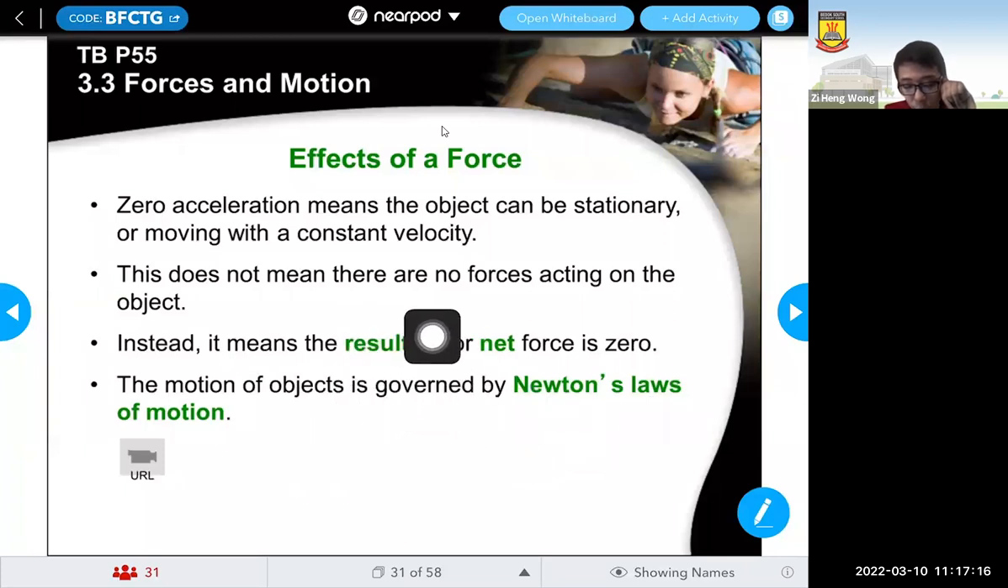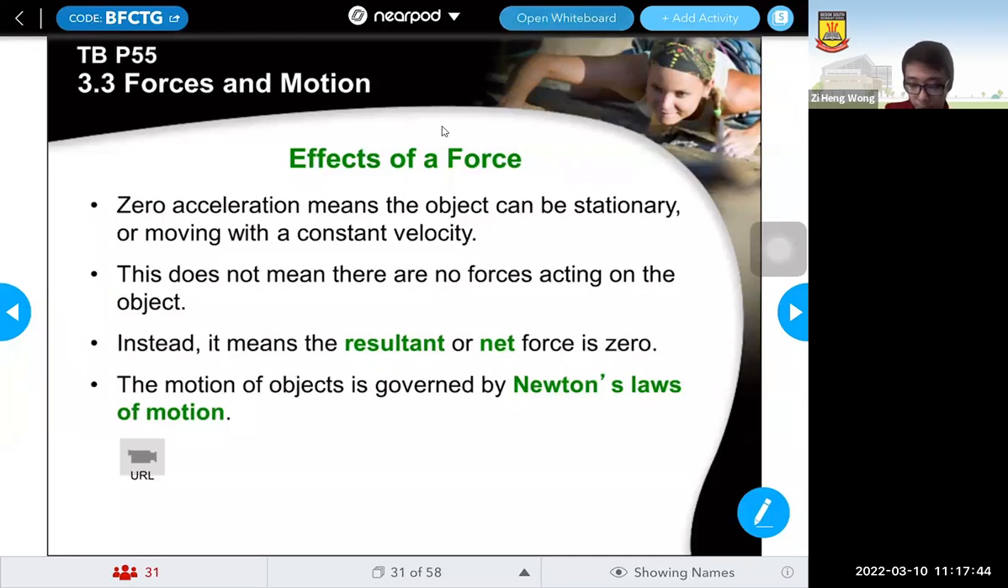Before we continue, what is resultant force? What is net force? Resultant force, or net force, is the sum of all the forces on the object. Resultant means the final result. Net means you add up every single thing together. Usually an object has not just one force but multiple forces acting on it. When you add up all these forces, what is the resultant force? What is the end product?